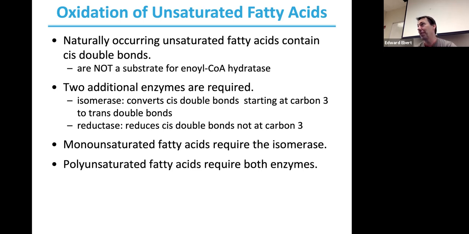If we do have a double bond that's at the right length in there, then we'll convert those to trans double bonds. Okay, so our monounsaturated fatty acids require the isomerase. Okay, and polyunsaturated fatty acids will take both, because typically we're going to see a double bond every 3 carbons in our polyunsaturated fatty acids.